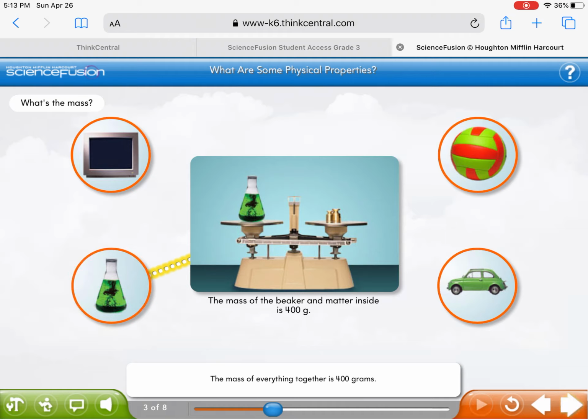So if you read it and look at it, it's saying that both the glass and the liquid inside are weighed together. So we're not just weighing the glass and we're not just weighing the liquid. The total of both of them together is 400 grams, not just one or the other.